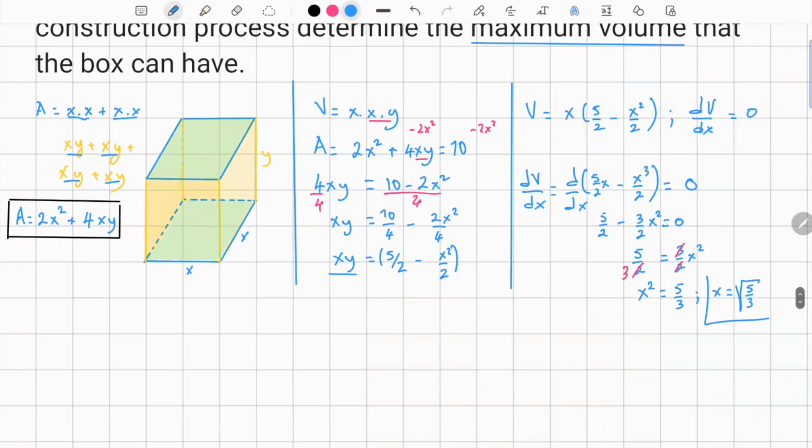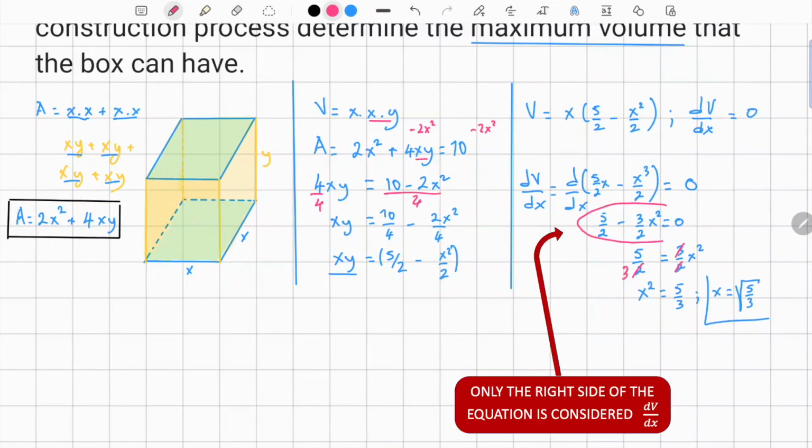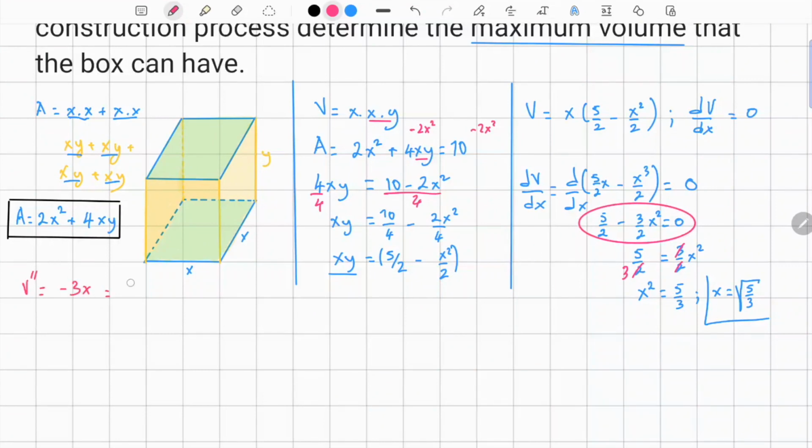So here we have the derivative of the function. We're going to take the second derivative of it. We're going to have minus 3 times the square root of 5/3, which is less than 0. Our second derivative at that point is less than 0. Checked. So x equal to the square root of 5/3 is the value we've been looking for.